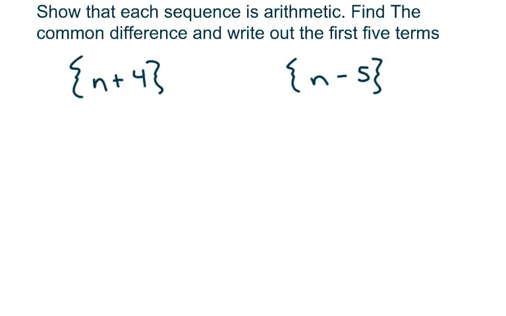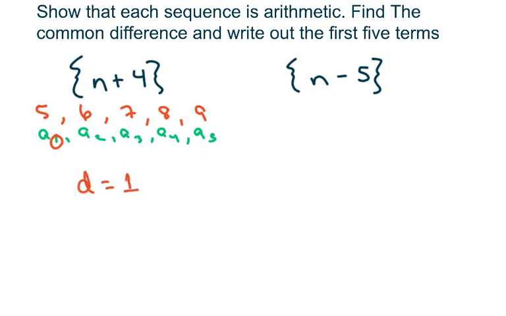Hi everyone, we're going to find the common difference and write out the first 5 terms of these arithmetic sequences. If a sequence is arithmetic, that means it has a common difference. So basically you're writing out the first 5 terms, which is a sub 1, a sub 2, a sub 3, a sub 4, and a sub 5. When you plug in your index numbers here, your k, plug in 1, you get 5, 6, 7, 8, 9, and the common difference is 1.